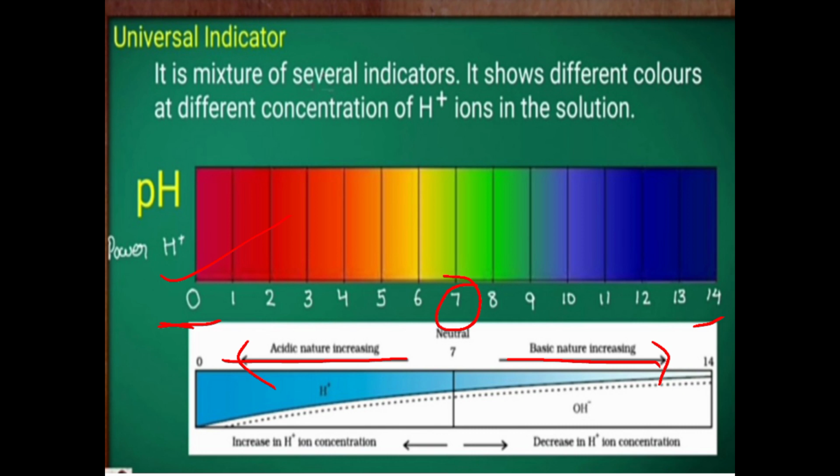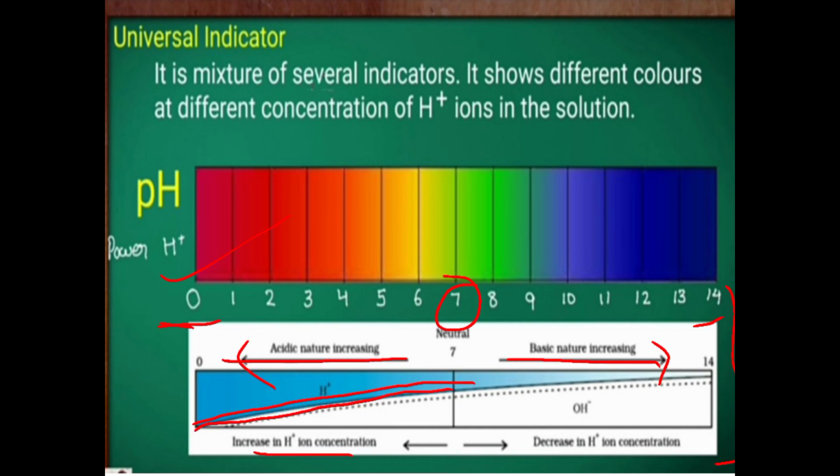So in this way, with the help of a pH scale, we can judge whether an acid is strong or weak, and whether a base is strong or weak. In a simple way, we all know that acids produce H plus ions. Here in this figure, the blue colored part contains more H plus ions. That means there is an increase in H plus ion concentration, so this is the acidic nature. This part is acids.